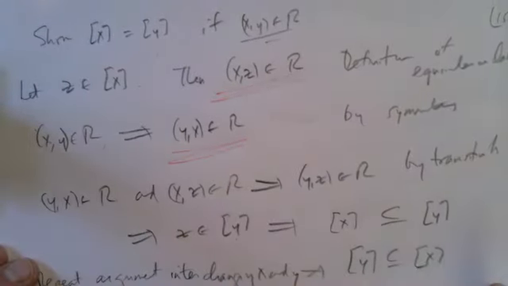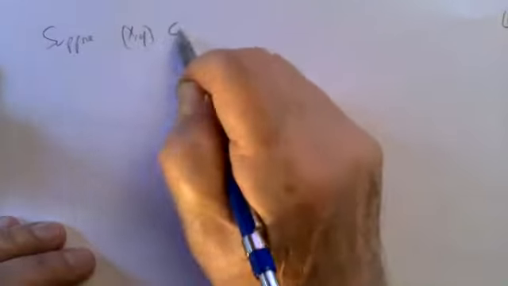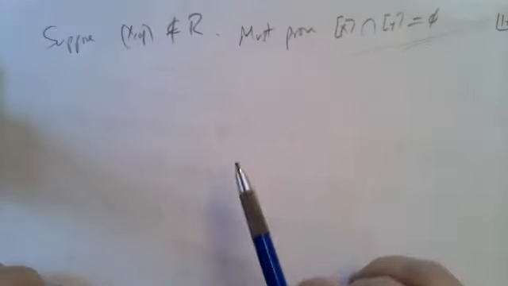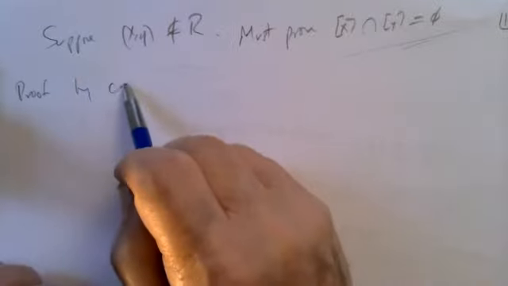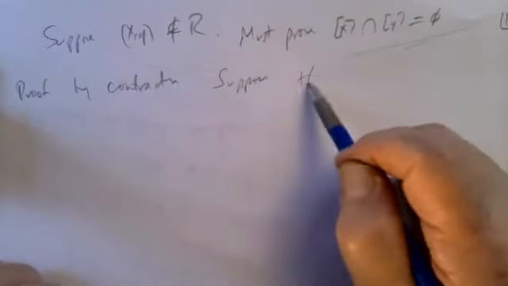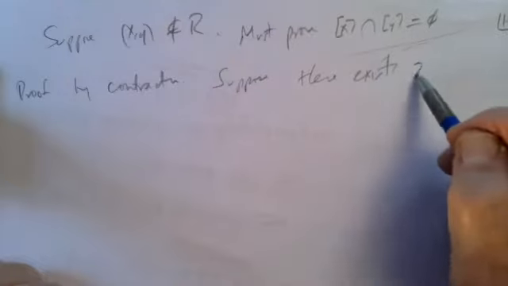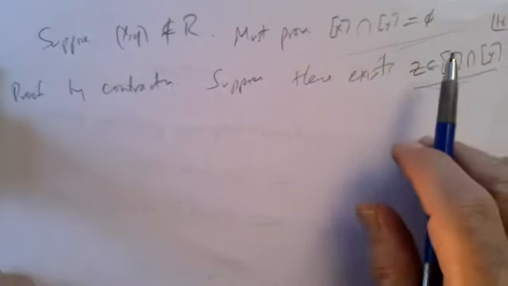But what happens if X and Y are not related? So suppose X, Y are not related, they're not in relation. I want to prove the class of X and the class of Y have no element in common, they're disjoint. So we'll do this proof by contradiction. Suppose there exists an element Z which belongs to both congruence classes.